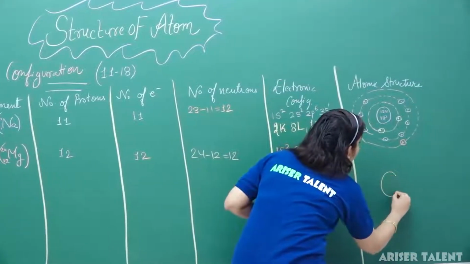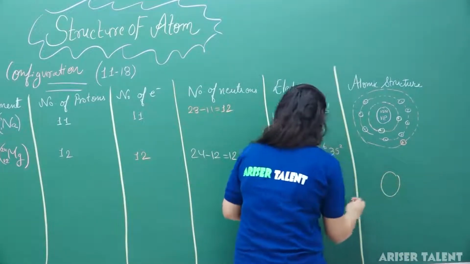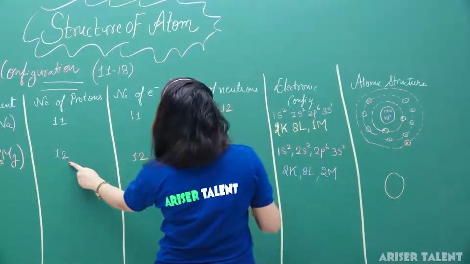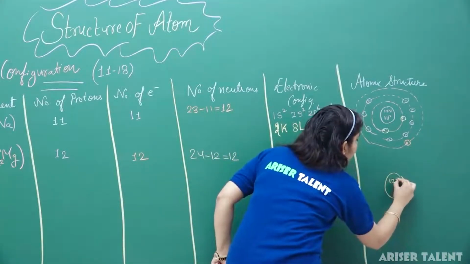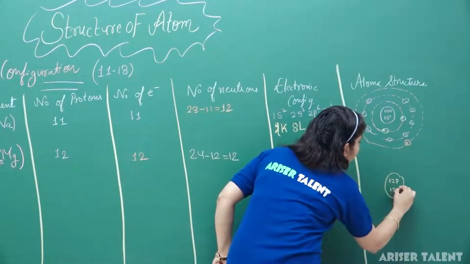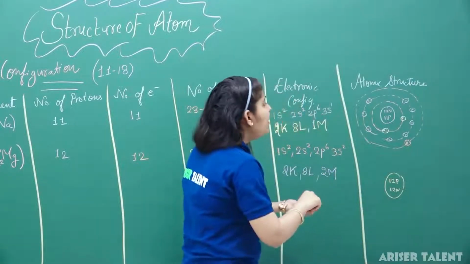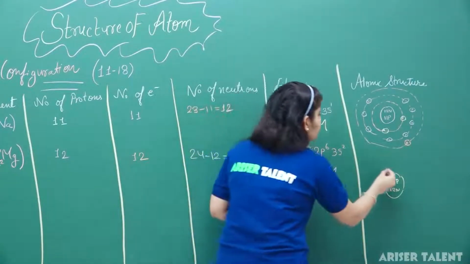Firstly, we will draw the nucleus in the center. The nucleus will constitute 12 protons and 12 neutrons, so we have 12p and 12n. Now we will draw the orbital diagram for this.